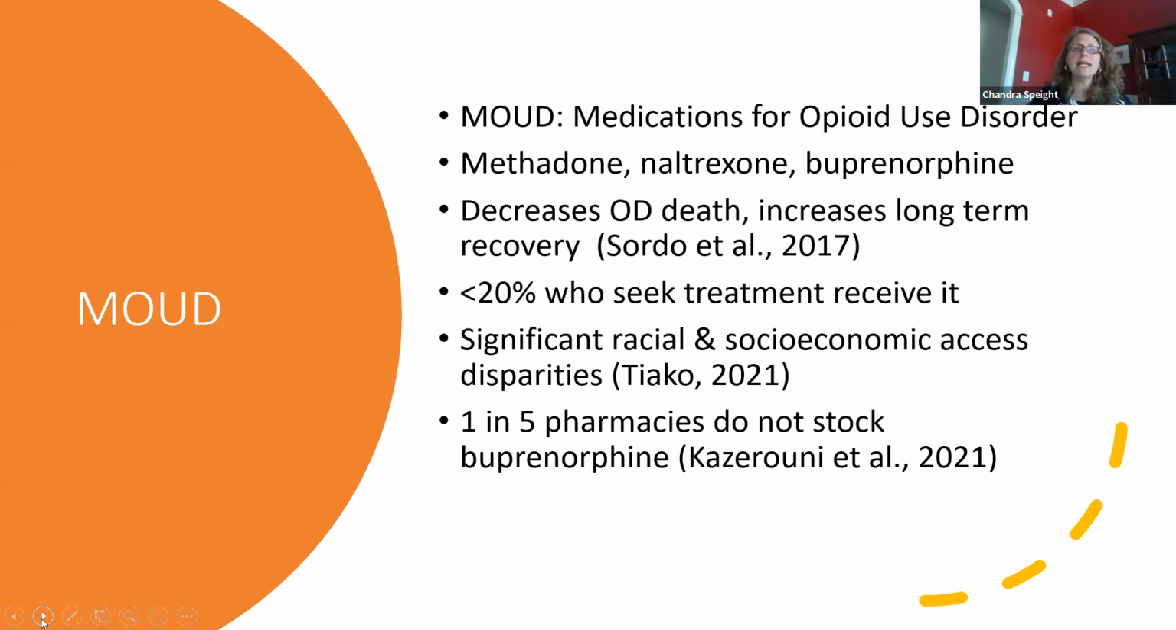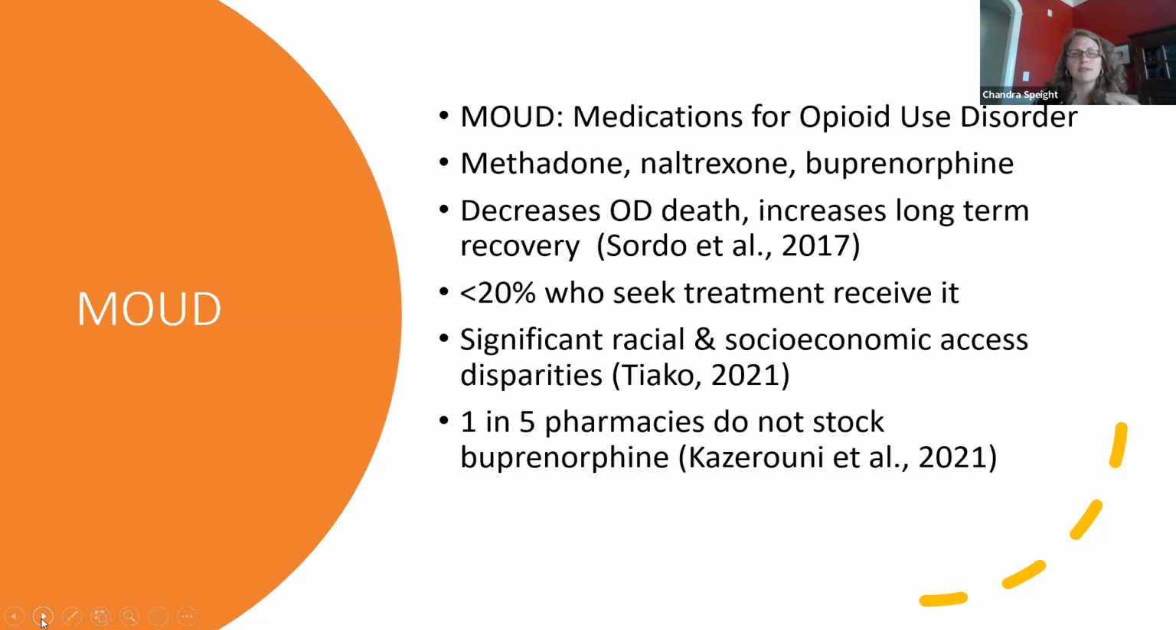So, medications for opioid use disorder. Well, there are 3 FDA-approved medications for opioid use disorder: methadone, naltrexone, and buprenorphine. And of course, buprenorphine is typically combined with naloxone to prevent misuse. We have years of data on these medications, and we know that they decrease overdose death and increase chance of long-term recovery. That's just one study.